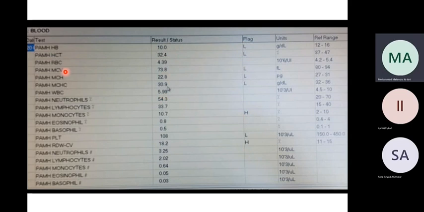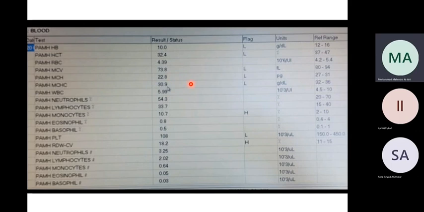Then we go to the mean corpuscular volume, it is 73. The normal value is 82 to 94 femtoliter. So it is low, 73. The MCH is 22, while the normal is 27 to 31. The MCHC is 30, also low. So this patient is anemic with microcytosis because of low MCV, and hypochromic because of low MCH and MCHC. So this anemia is hypochromic microcytic.